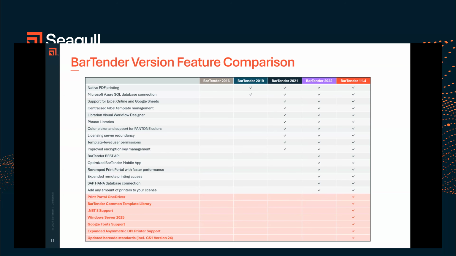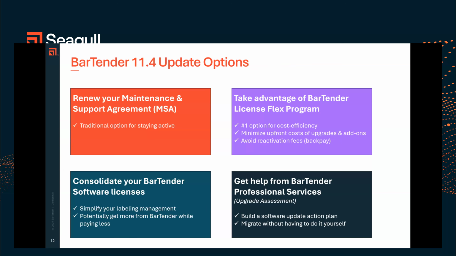So if you're not running on BarTender 11.4, you're really starting to miss out on some industry-leading features and capabilities, especially if you're on one of the older versions seen here. And if you're not sure where to get started with your software version update, we have plenty of options to help you. But the number one thing is to make sure you're on an active maintenance and support plan, whether that's with an agreement or a subscription. So the first option is to make sure you renew your maintenance and support.